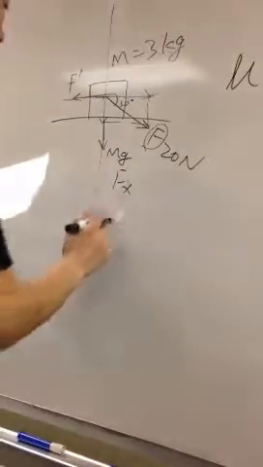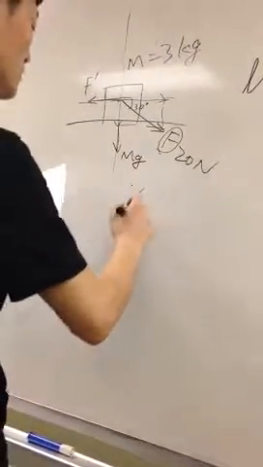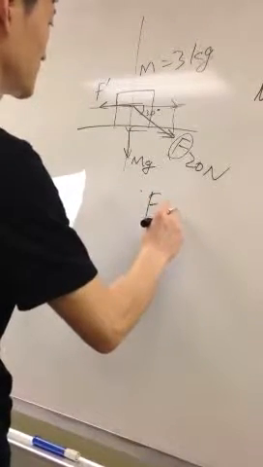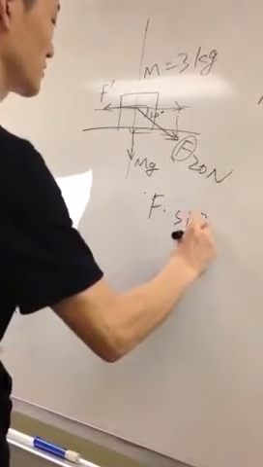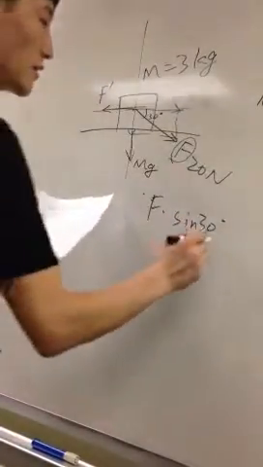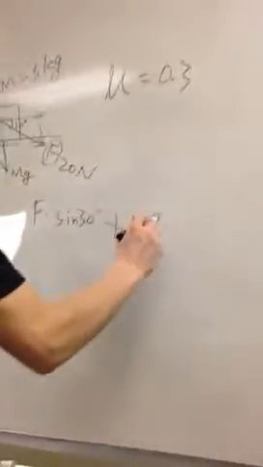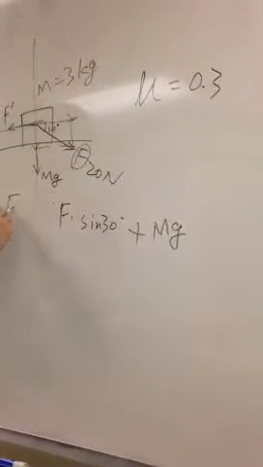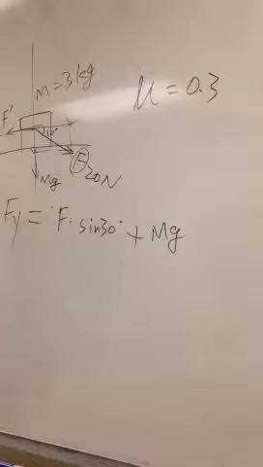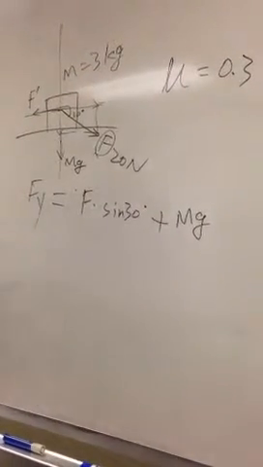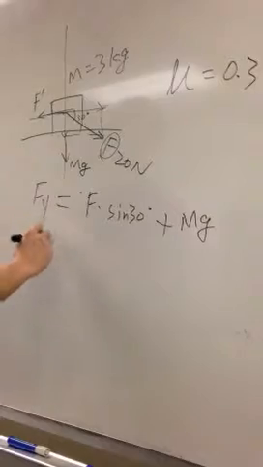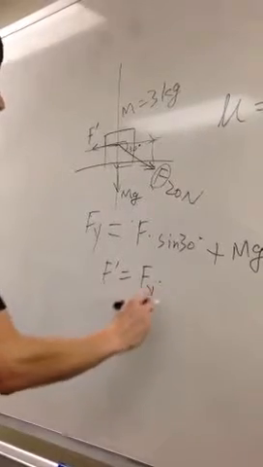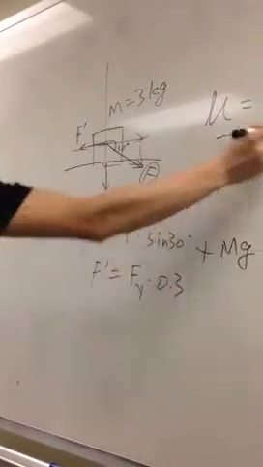First, look at the y-axis. The total force is F sine 30 degrees plus the gravity. Okay, so that's the total force along the y-axis. So from this, we can calculate the friction, which will be this times the coefficient.